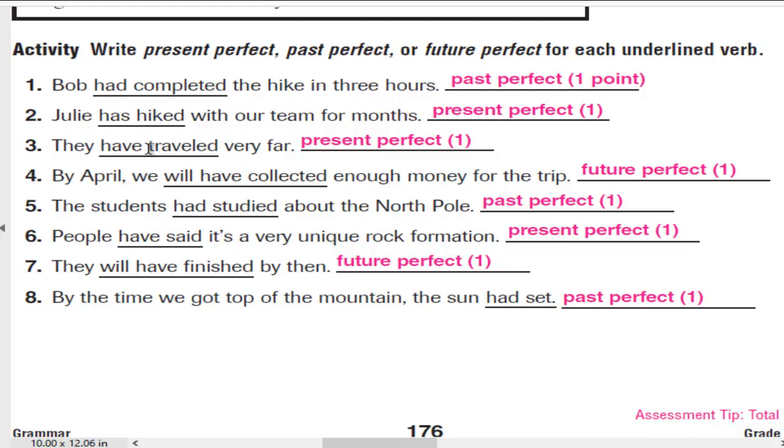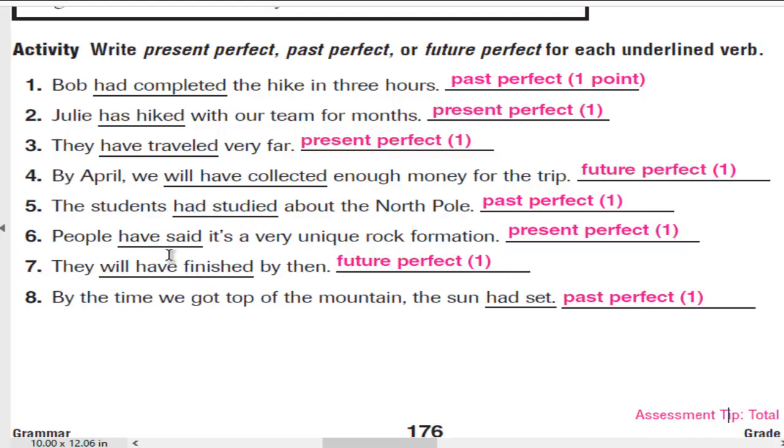Number four, by April we will have collected enough money for the trip. Will have collected, this is something in the future. Number five, the students had studied about the North Pole. Had studied, something happened in the past, so it's past perfect.